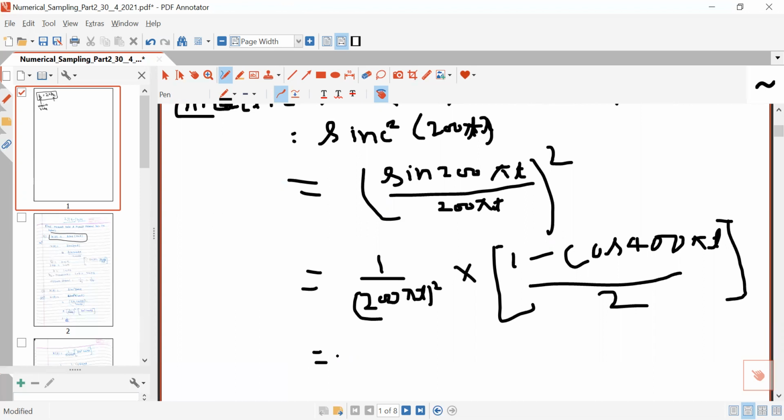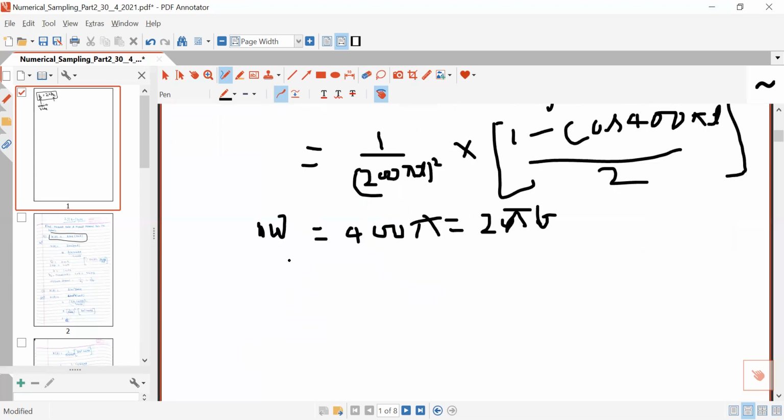And from the cosine term, you will have to find the frequency component. So only one cosine term is present here. So this will give you the maximum frequency component present in the signal. Here omega is 400 pi, sorry, not pi t, and which is equal to 2 pi f. And from here, the f will be 200 hertz. And this will be the maximum frequency component present in the signal.